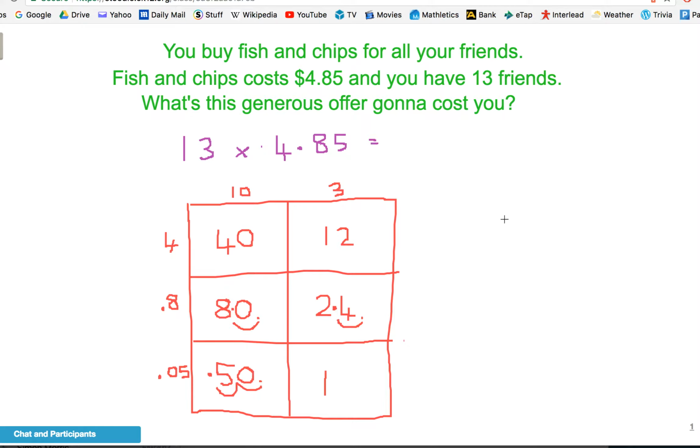And lastly, 5 times 3 is 15. There's 15. And again, it's not 5 times 3, it's 0.05 times 15. So the decimal point has to move once and twice. Two places, that becomes 0.15.